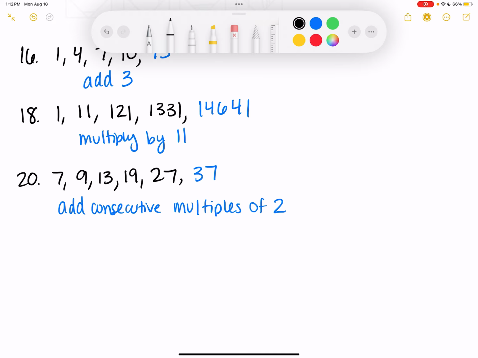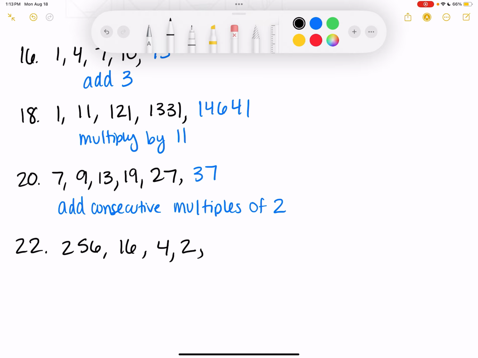Let's see. Last one of these ones is 22. We've got 256, 16, 4, and 2. Then 0.5? Is it 0.5? No.